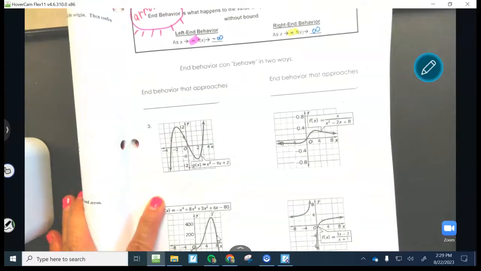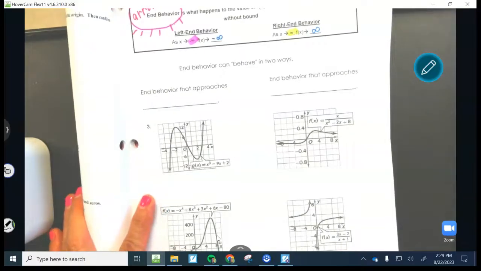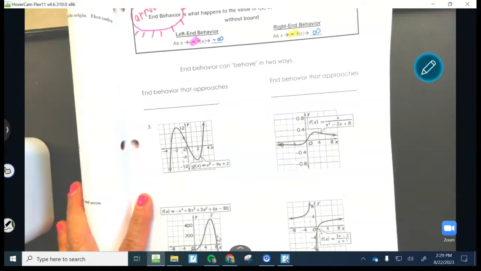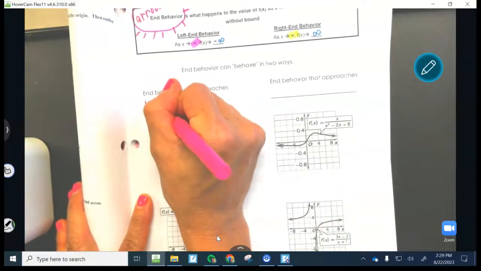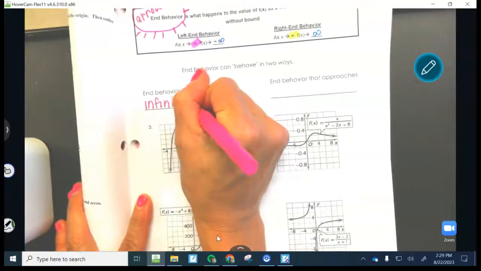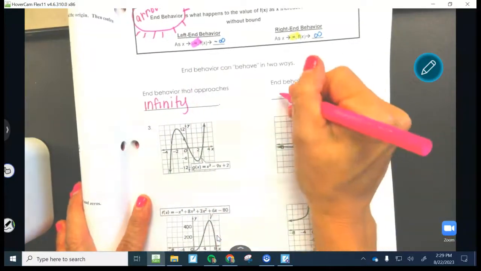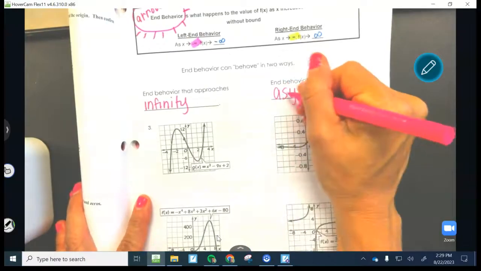Now let's go ahead and take a look at two different ways to find end behavior. So end behavior will either approach infinity, or it will approach one of these.